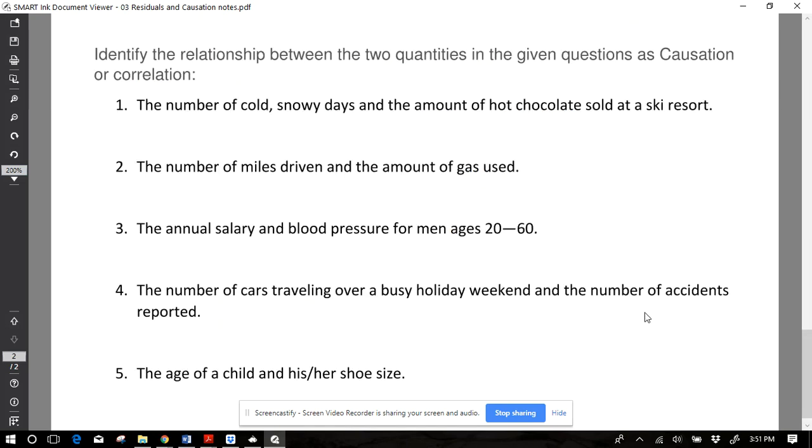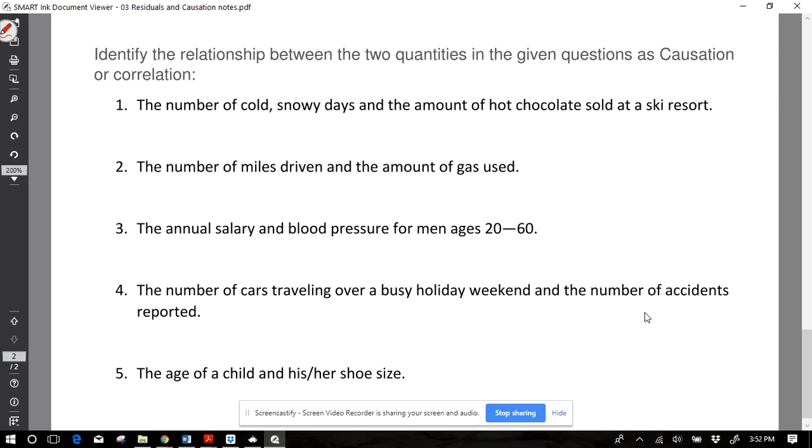All right, and the very last part of our notes for today is to read these five different situations and decide if these represent a correlation and a causation, or if they are just a correlation. Okay, so let's just read these together. Again, causation, you would have to be able to prove that one thing causes another thing to happen.